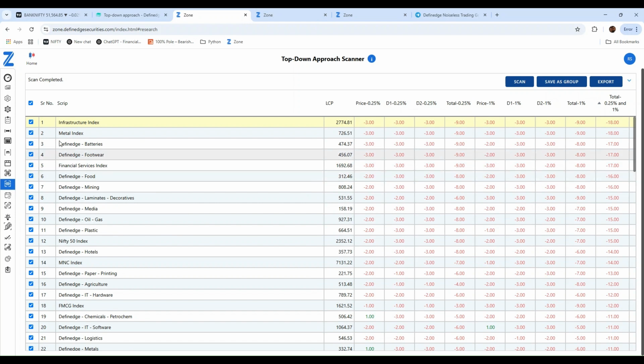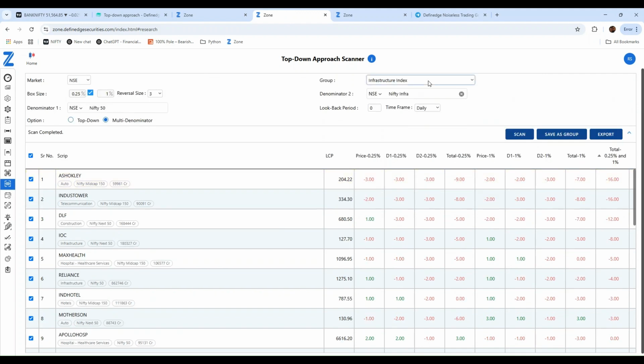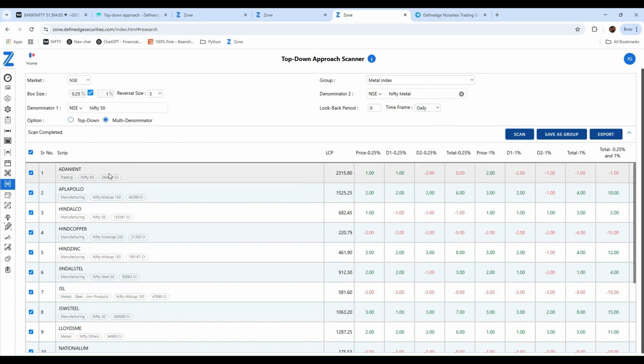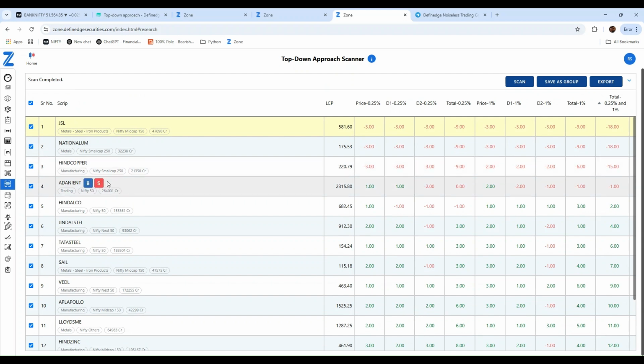Good. What is the other one that we were looking at? I can go through everything, but I will do only financial services and Nifty 50. Then you can use this concept and go further, right? If it works out for you. Financial services index, and I can do financials. I can do Nifty Fin Service as multi-denominator. Let me look at the metal index and the weakest ones till 15, right? JSL, National Aluminium, Hind Copper.